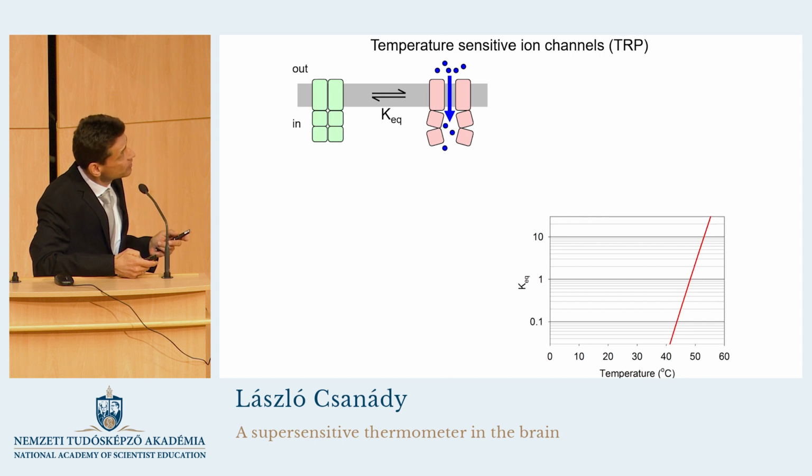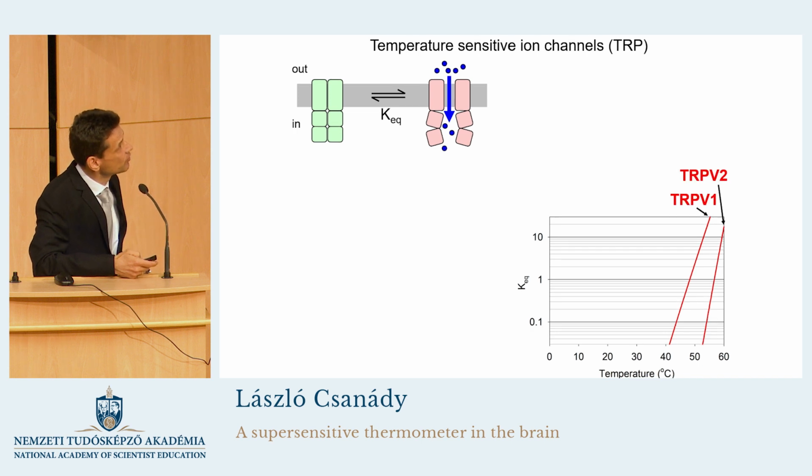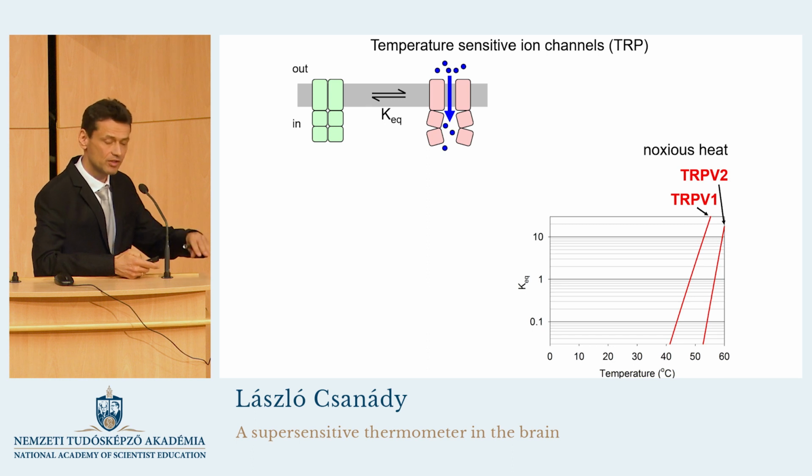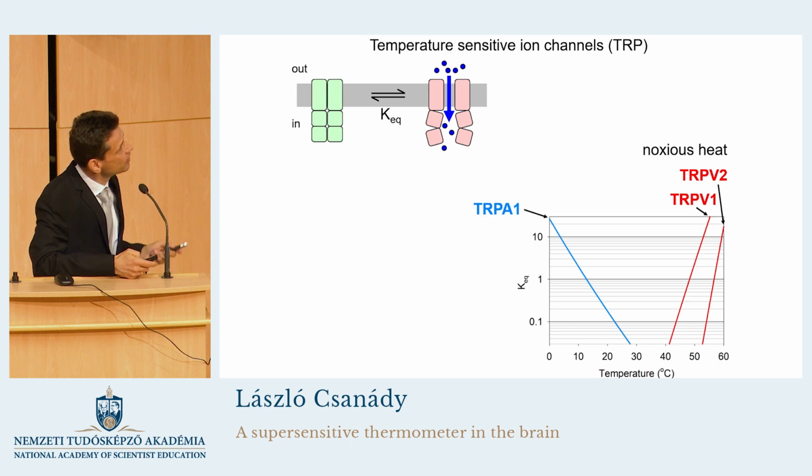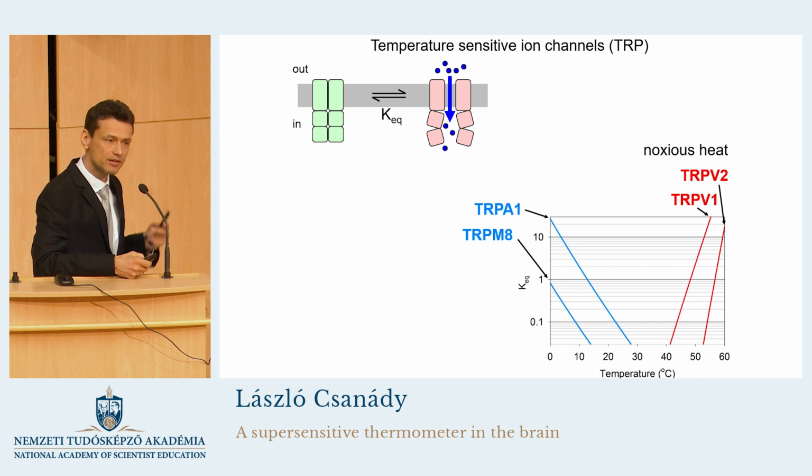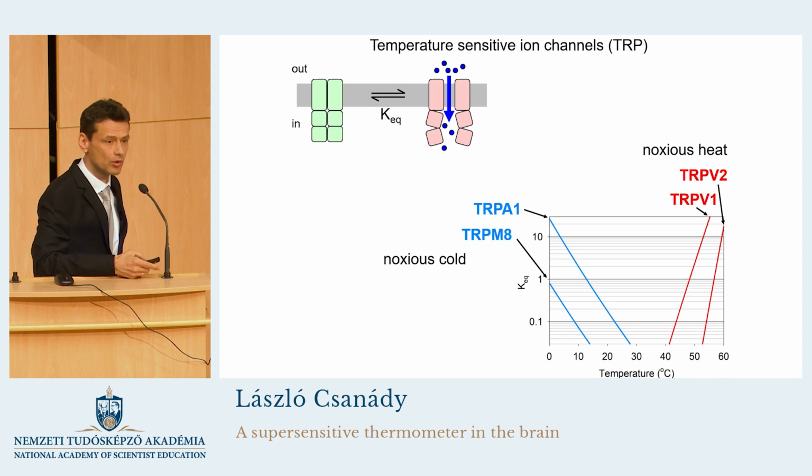Now it turns out that the TRP family channels work just like that. TRPV1 and V2 are found in nerve endings in the skin, and they are responsible for detecting noxious heat, like when we touch a hot plate, for instance. And then there are also channels that have reverse temperature sensitivity, like TRPA1 or M8. In these, chemical bonds need to be broken when the pore closes, and these are involved in detecting noxious cold.